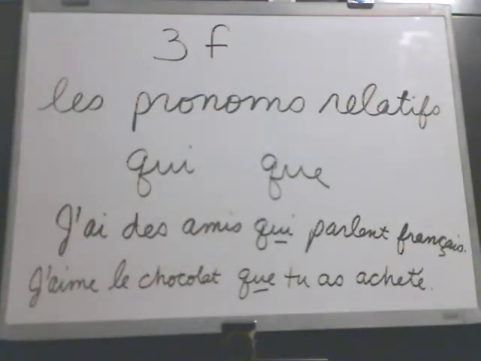In English, a relative pronoun is that or who, sometimes which, and those words are used to combine complex sentences. For example, in French, I might say, j'ai des amis qui parlent français. I have some friends who speak French. Or I might say, j'aime le chocolat que tu as acheté. I like the chocolate that you bought.